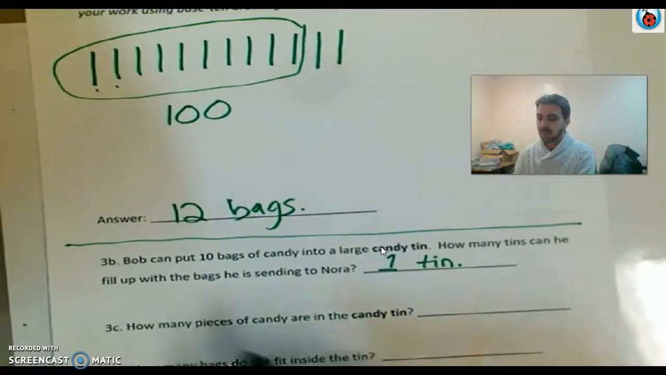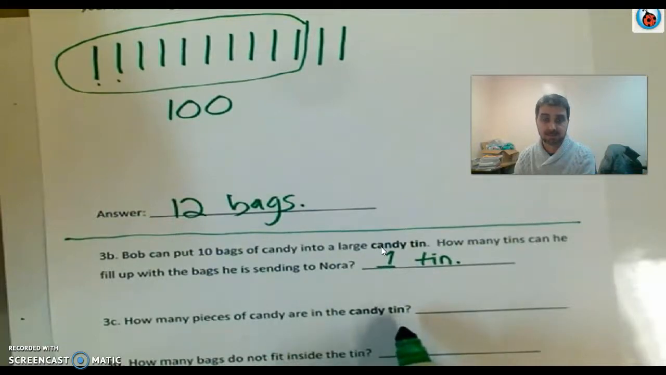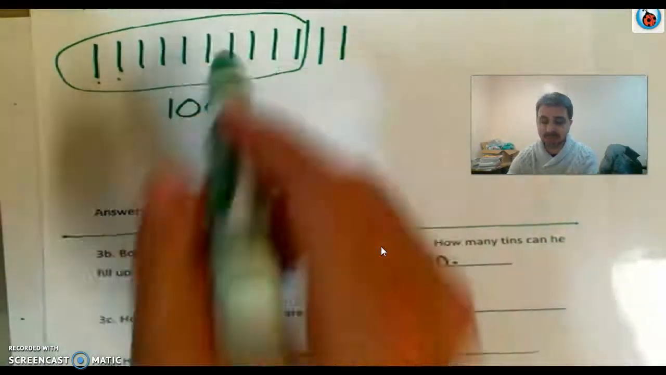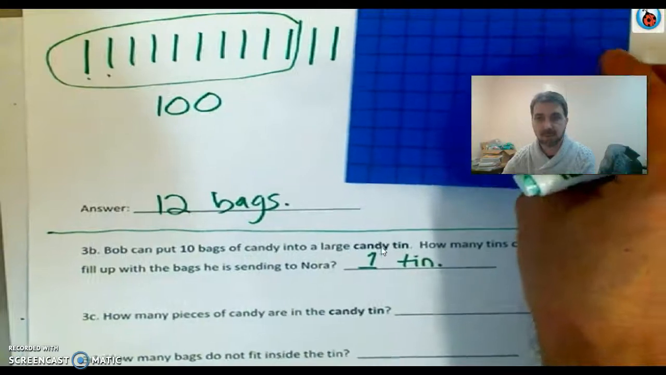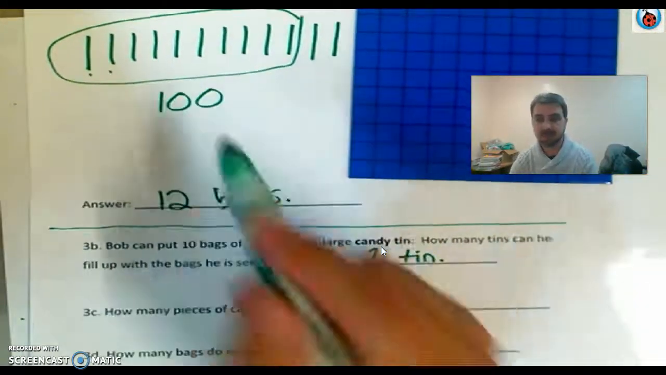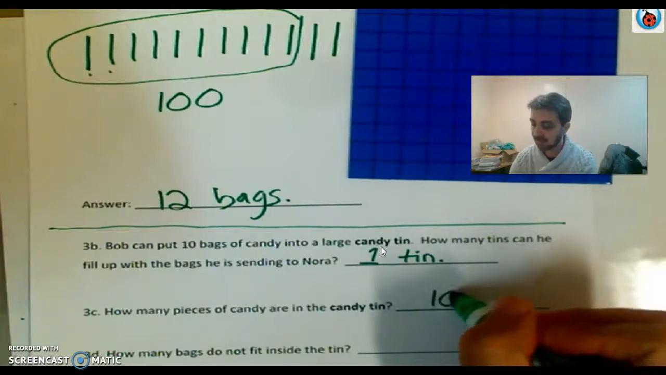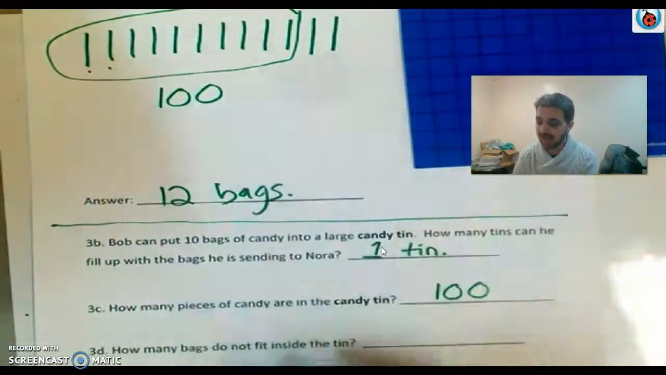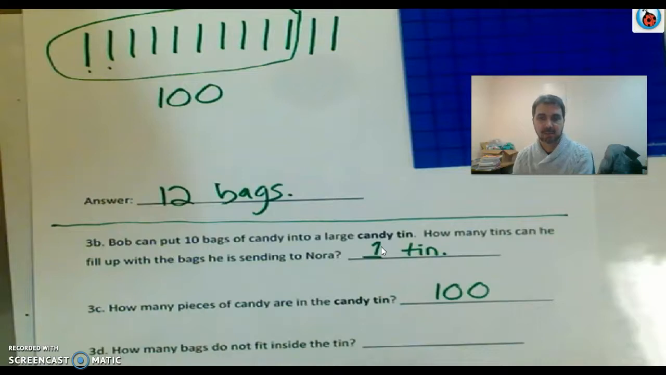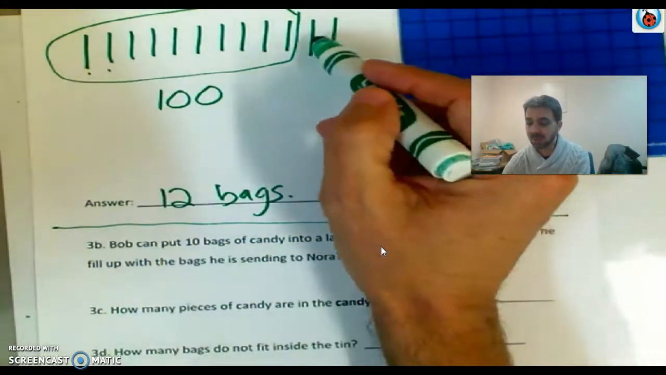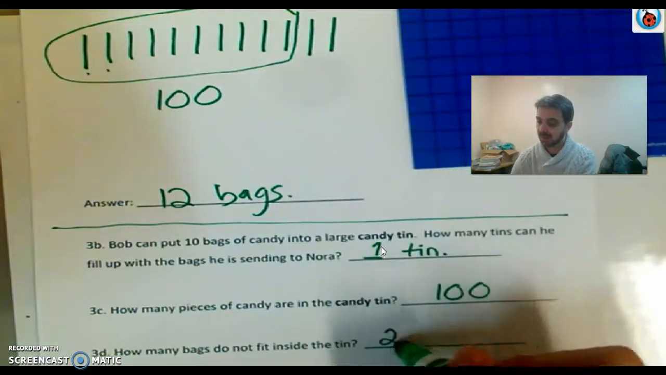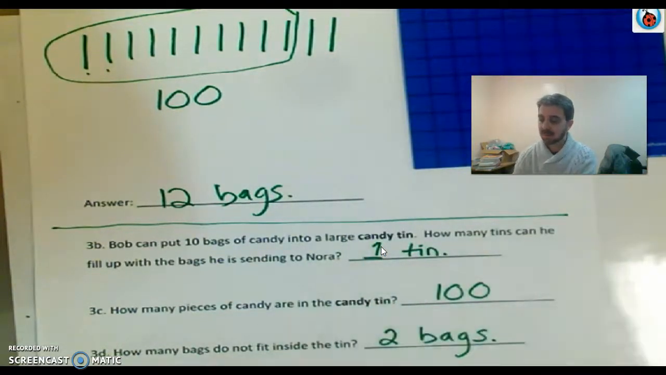Okay? How many pieces of candy are in the candy tin? So how many pieces of candy are inside the tin, which looks like this, remember? Okay? We already said there would be how many pieces? 100. Now, how many bags do not fit inside the tin? All right, write down what you think. How many bags do not fit in the tin? So if I look up here, I can see there are 2 bags that did not fit. So I'm going to write 2 bags that did not fit.